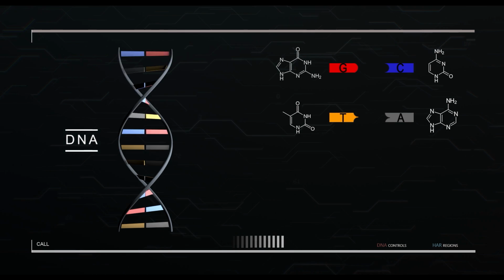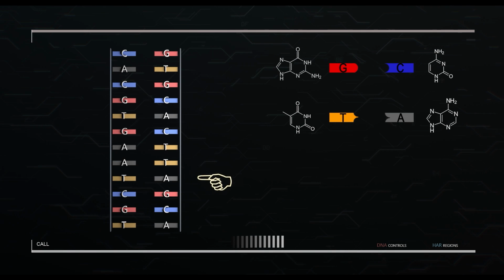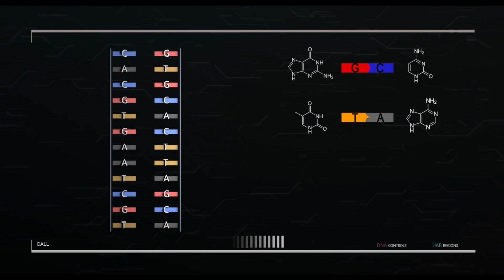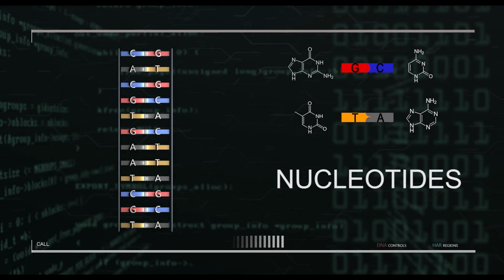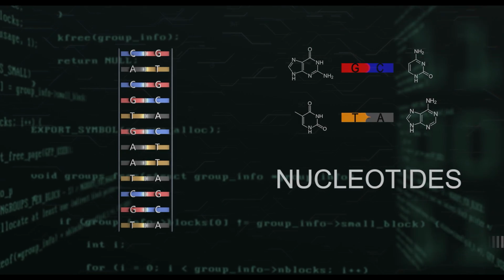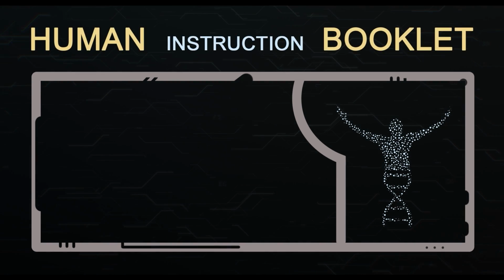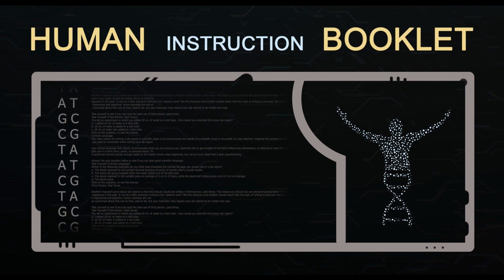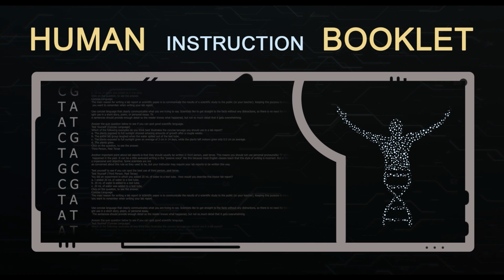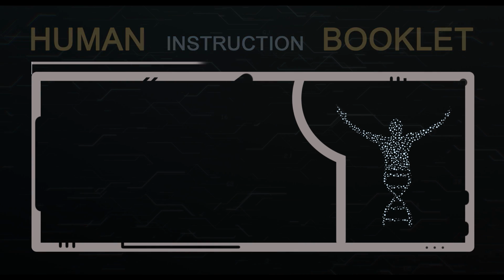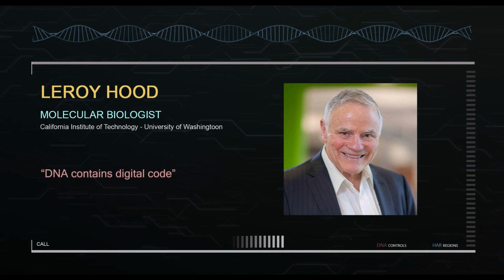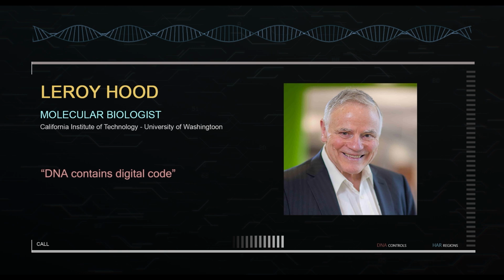The basic compound of DNA are the four chemical subunits called the bases, which, when paired, form nucleotides. These nucleotides function just like the 0 and 1 of the binary code when using computers. The sequence of these nucleotides is like an instruction booklet to build the proteins that allow life. The molecular biologist, Leroy Hood, has also described DNA as a digital code.